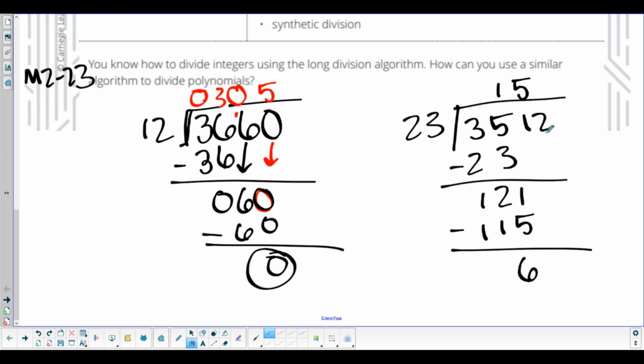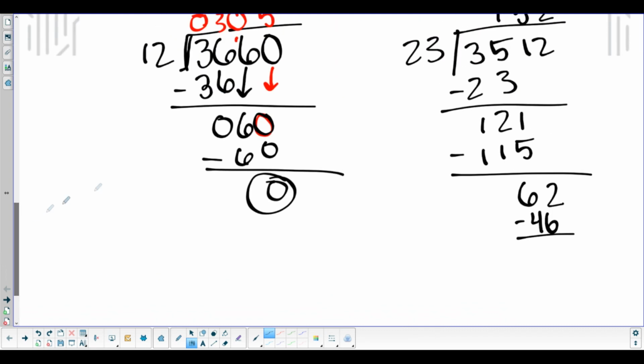You then drop down the 2 that's left over here, and you say, how many times can 23 go into 62? Well, I think only twice, because you get 46, and then 46 plus 23 is 69, which is too big, and so we say 2. And 23 times 2 is 46, and then you subtract, and you get 62 minus 46 is 16, and that is your remainder.